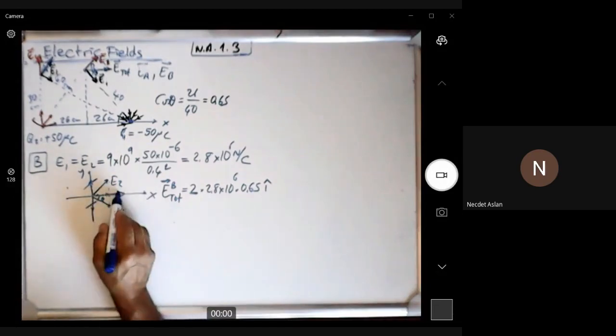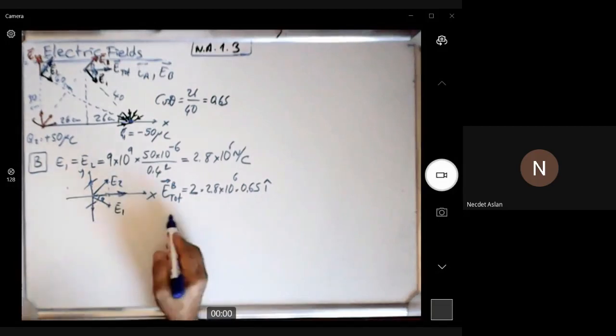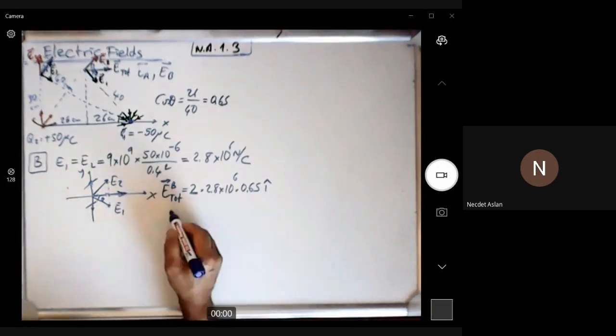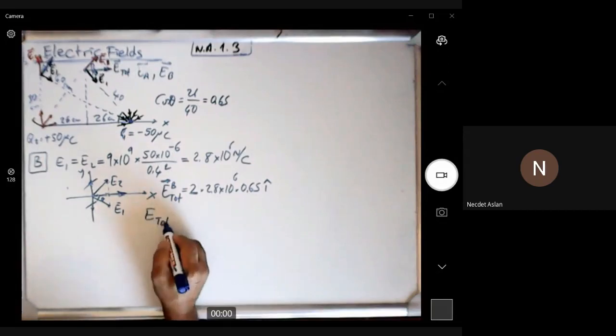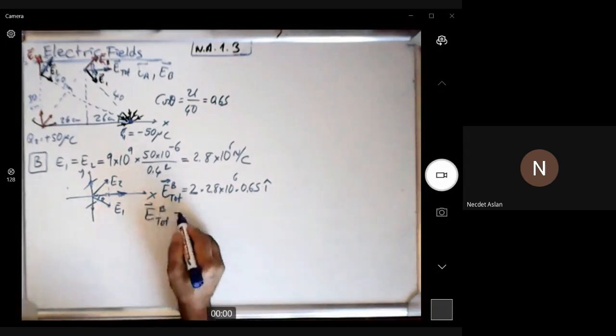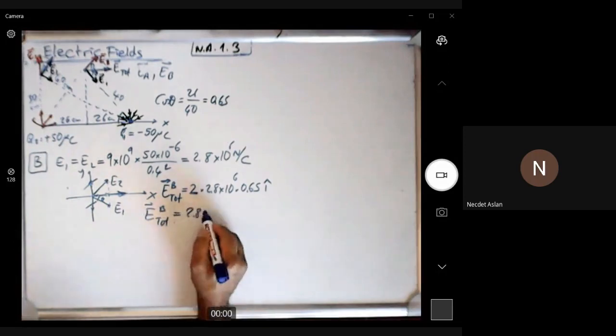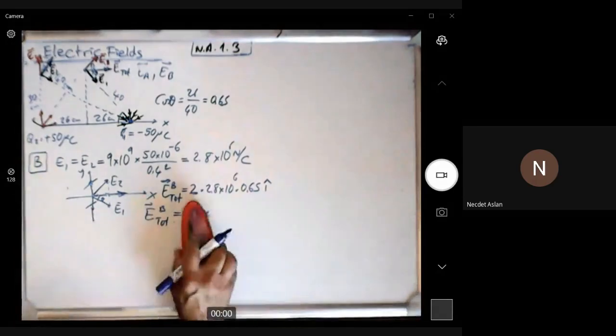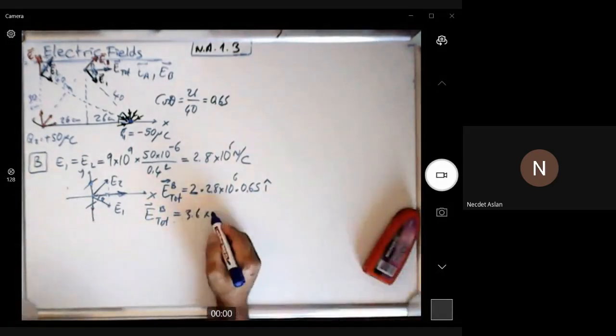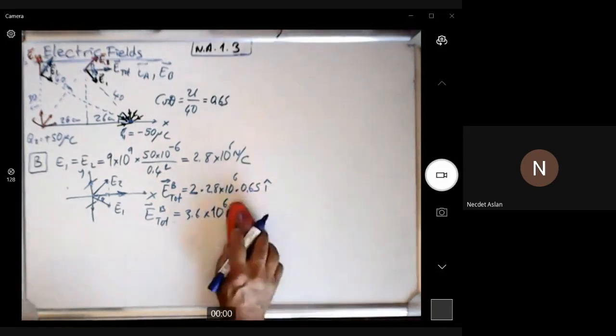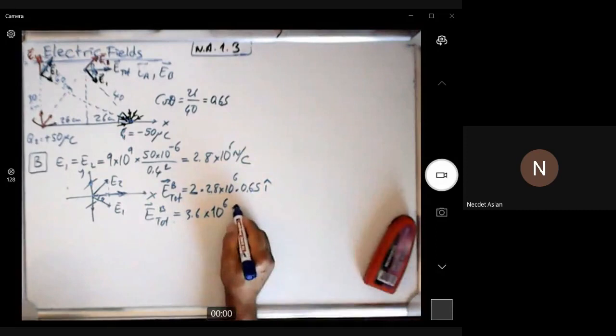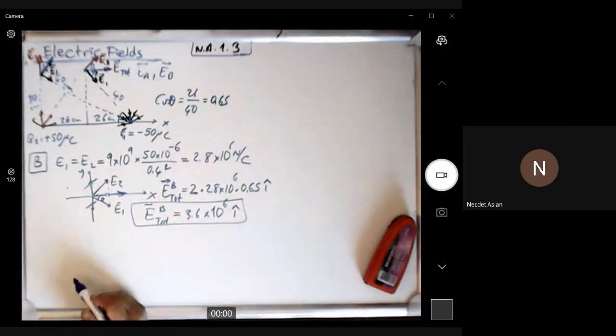Okay, so this is the resulting field. If this length is twice as long, as you see, this E total is given by this expression. In numbers, E total at point B as a vector is equal to 3.6 times 10 to the 6 Newton per Coulomb. Actually, when you write this in vector form, you don't need to write the dimension, okay? So it's just that. So this was easy.